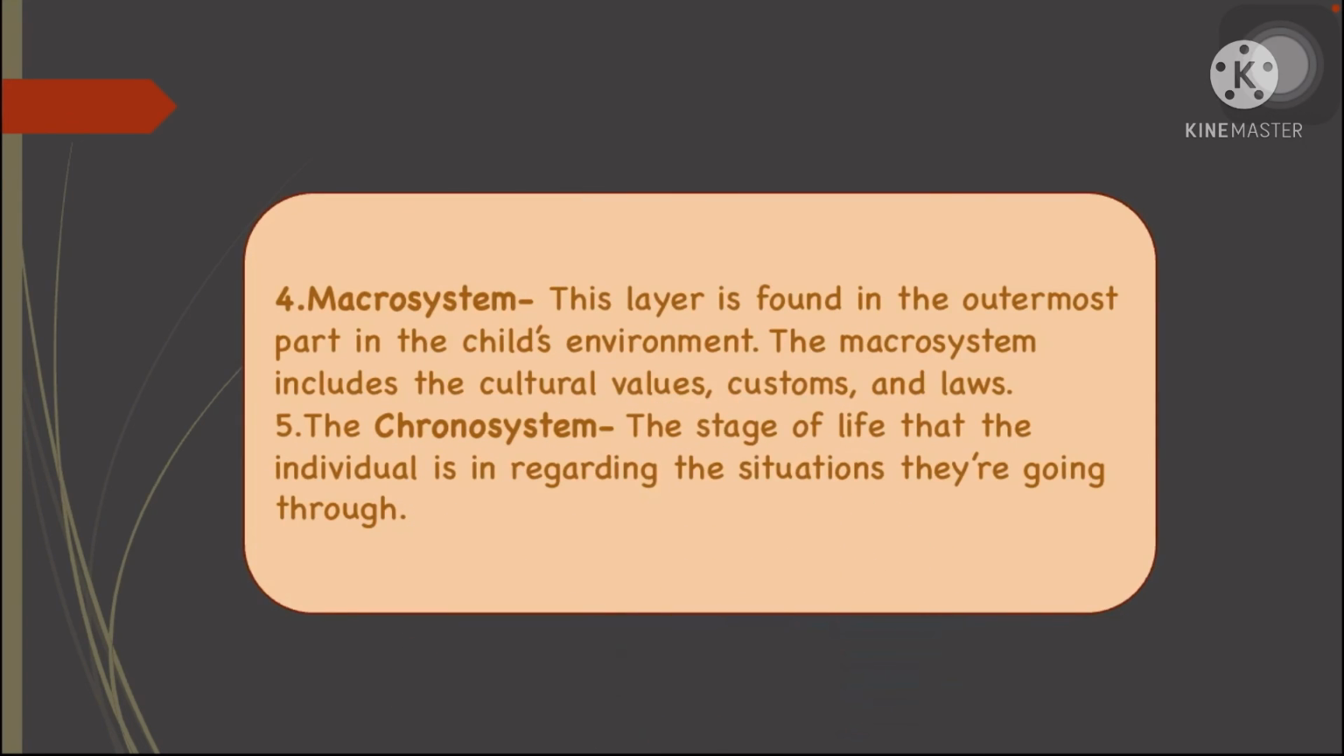4. Macrosystem. This layer is found in the outermost part of the child's environment. The macrosystem includes the cultural values, customs, and laws. 5. The chronosystem. The stage of life that the individual is in regarding the situation they're going through.